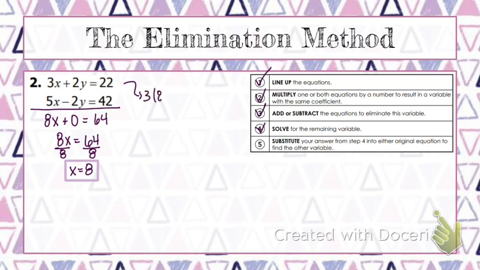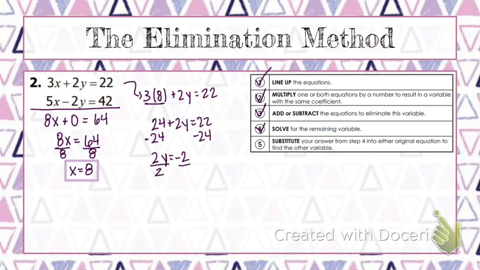And we have 3 times x, but we want 8 to be plugged in for x. Plus 2y equals 22. So 3 times 8 is 24 plus 2y equals 22. Then we have to subtract 24 from both sides, and we get 2y equals negative 2. And finally, divide both sides by 2 to find that y equals negative 1. And again, we have to write our answer as a coordinate pair, 8 comma negative 1, and that's the final answer that you want to have.